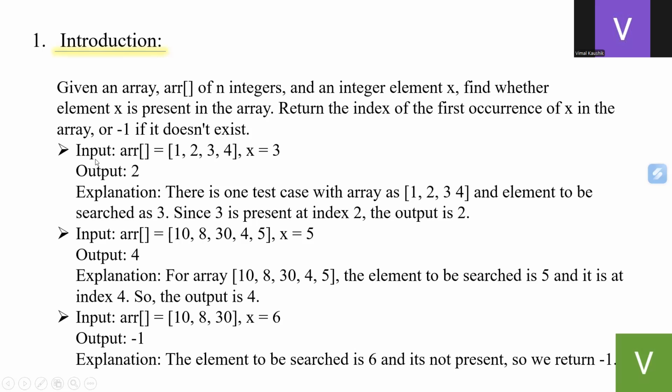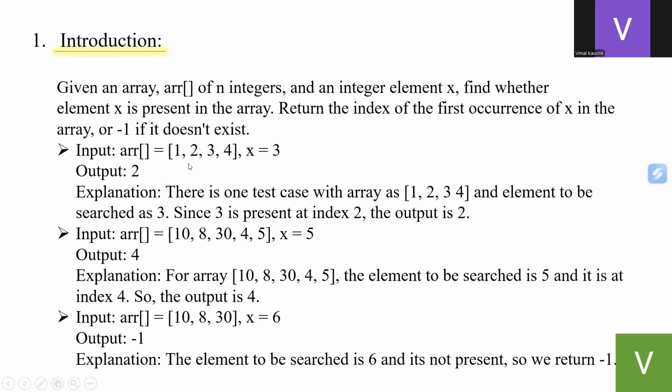So let us understand with examples. In the first example, let us consider an array of 4 integers 1, 2, 3 and 4, and the target element is 3. Now we have to find whether the element 3 is present in the array or not. The target element is compared to the first element of the array. Here 1 is compared with 3.